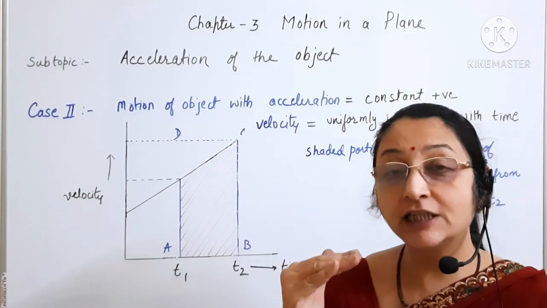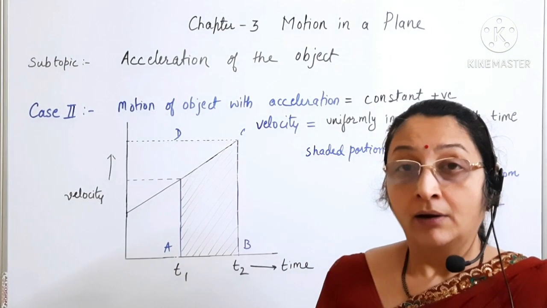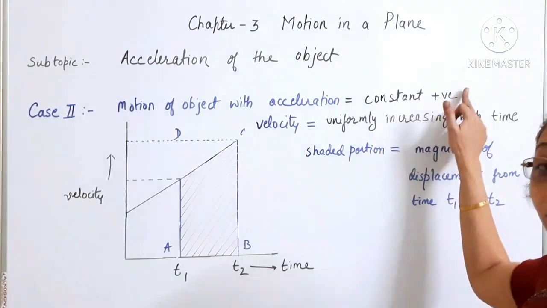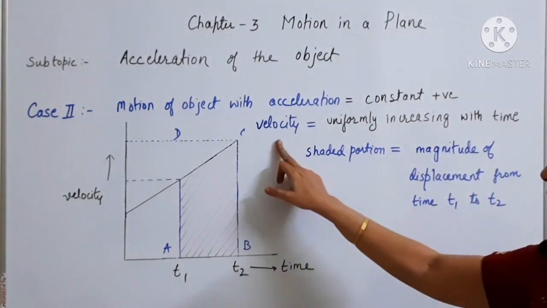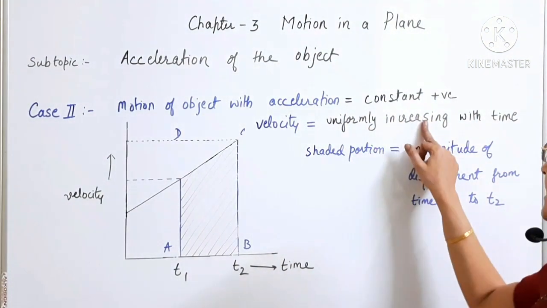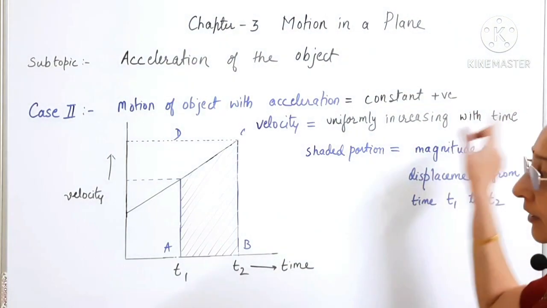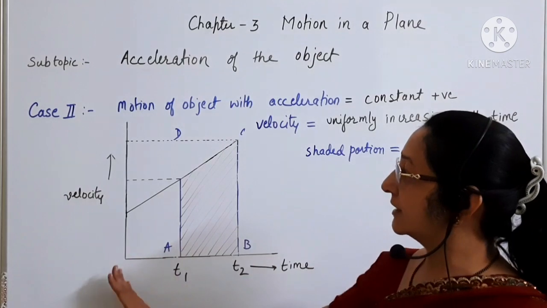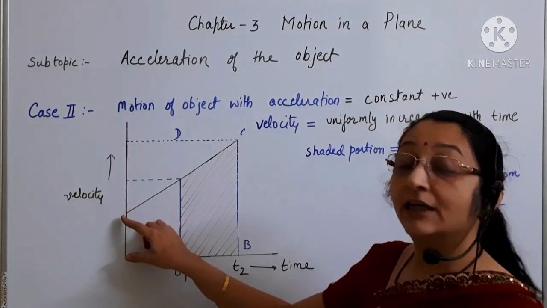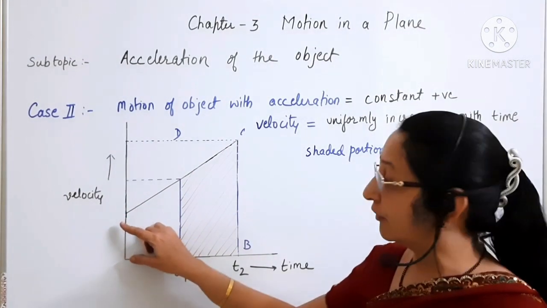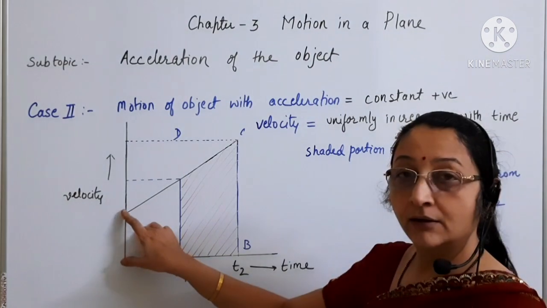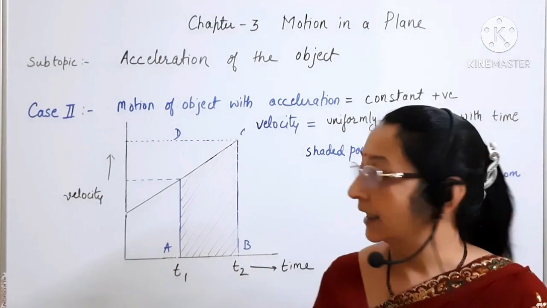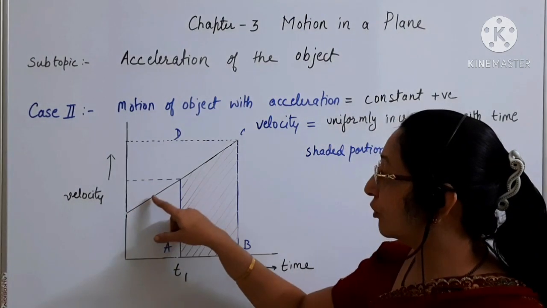That is, the velocity is increasing. So the acceleration is constant and it is positive acceleration. So the velocity is uniformly increasing with time. So this is the velocity time graph of the object. So this is the velocity. Initially, at time t equal to 0, the velocity is here. And then as the time is increasing, the velocity is also increasing.